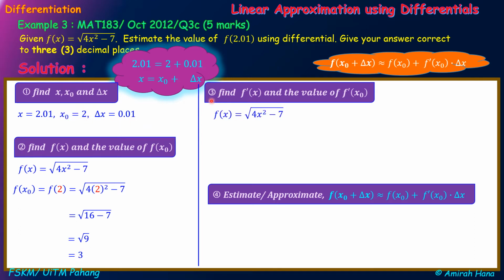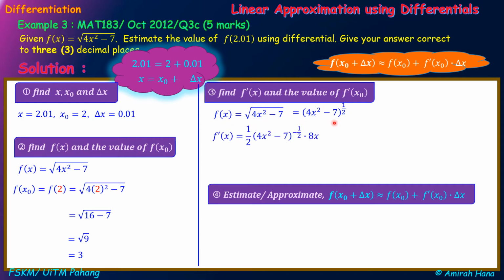After that, step 3, we need to find f prime(x). To find f prime(x), we differentiate f(x), which is given as the square root of 4x squared minus 7. To differentiate, we need to change the square root into a power form. So the square root of 4x squared minus 7 equals (4x squared minus 7) to the power of half. This is our f(x).